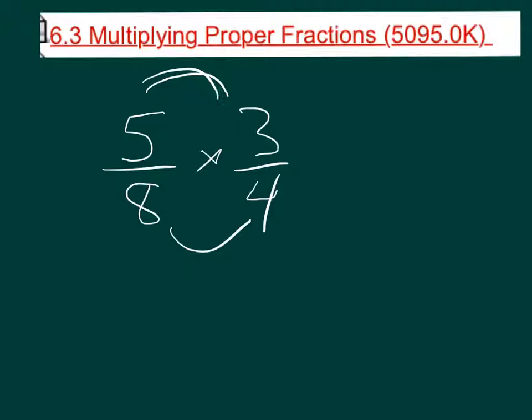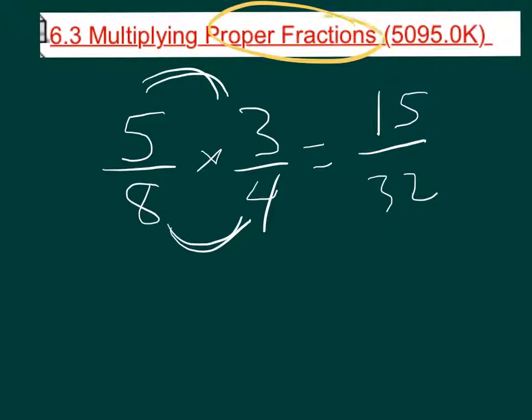So 5 times 3, 15. 8 times 4, 32. And I think that can't be reduced. I don't think 3 goes into 32, no. So 15 over 32 is the actual answer to that question. And that's all you do. Whenever you're multiplying proper fractions, simply multiply the numerators, multiply the denominators, done.